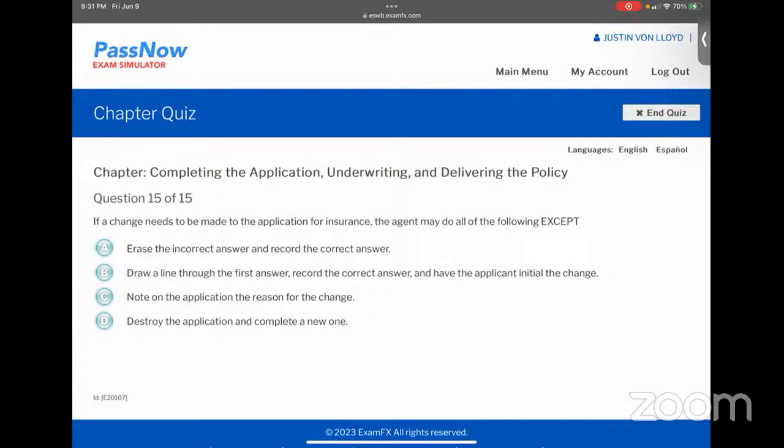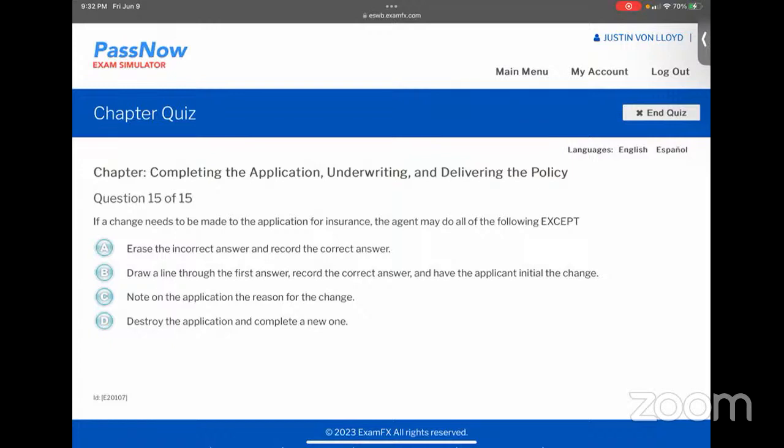C, note on the application the reason for the change. Oh, so you say the agent accepts? Well, it's D. He can't destroy the application. Destroy the application and complete a new one. Say that's what you can't do, right? You're not supposed to destroy the application. You're supposed to make the changes and follow the changes, or be able to create a new one, let the other one lapse and create a new one, right? Partially right, I mean, three-fourths of it. They don't have to let it lapse and then do it again, they do have to change it. But to destroy the application and complete a new one, I've never had to do nothing like that. I've never seen that.